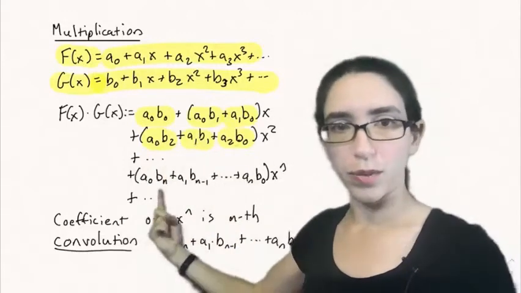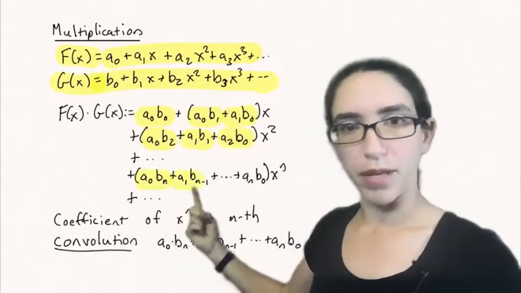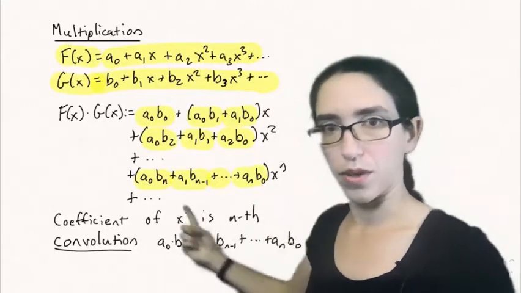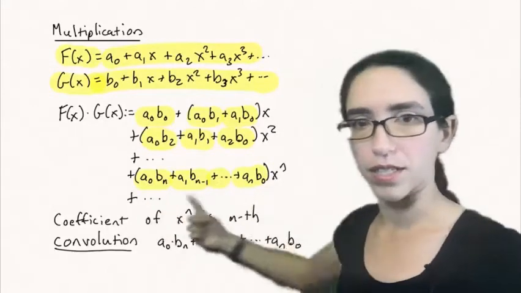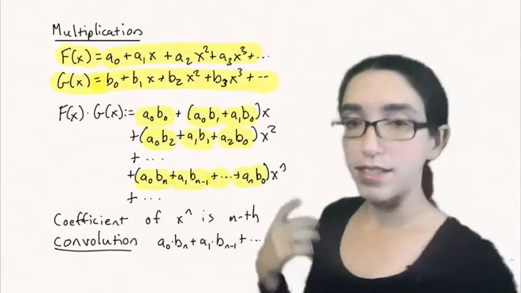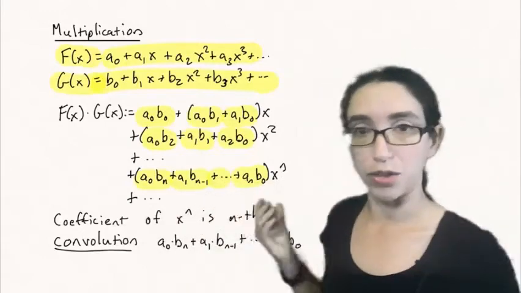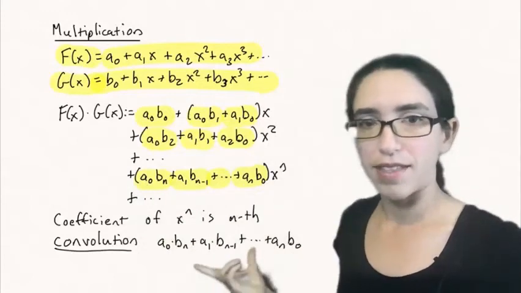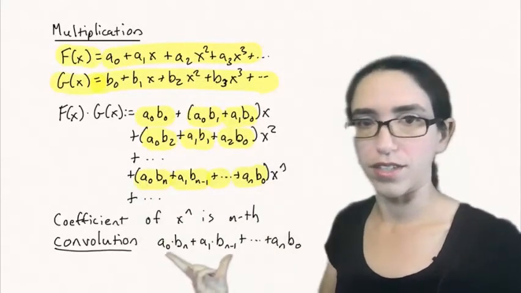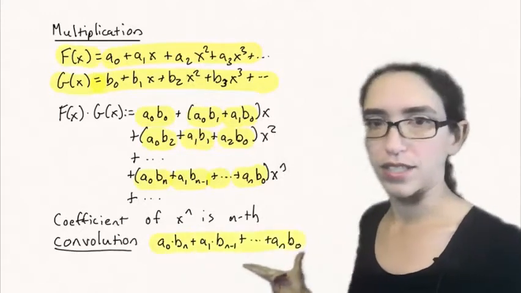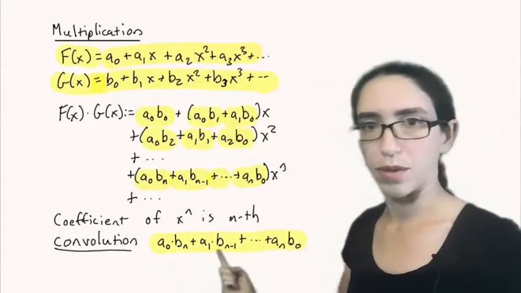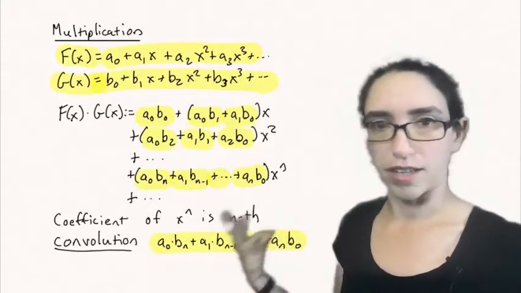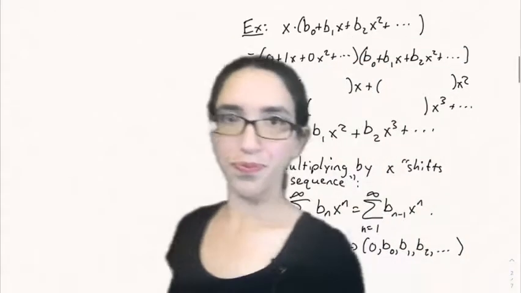And in general, we notice we get a0bn plus a1b(n minus 1) plus a2b(n minus 2), all the way up to anb0. So the subscripts of the a's go up as the subscripts of the b's go down. You may have noticed this came up in the Catalan numbers recursion, this type of subscripts going up and down as you add products. And this is so famous, it's called a convolution. This is called the nth convolution of the sequences a and b, the a0bn plus a1b(n minus 1) up to anb0. So the multiplication formula is given by convoluting the coefficients.